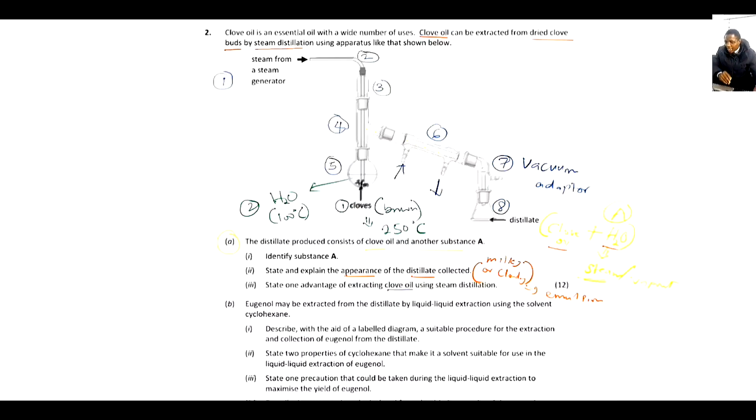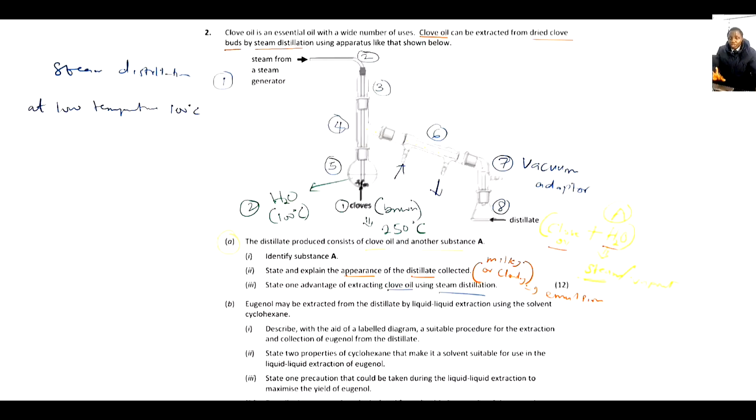As I told you earlier, the purpose of the steam distillation is to what? The main purpose of steam distillation is to collect our product, clove oil, at lower temperature. So the main purpose is to get the product at a lower temperature of about 100 degrees Celsius, without decomposing the clove oil itself.